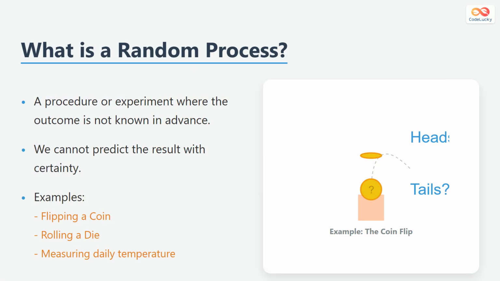Before we define the variable, we need to understand the process. A random process is simply an experiment where we don't know the outcome in advance. Think of flipping a coin. Once it leaves your thumb, the result, heads or tails, is uncertain until it lands. This uncertainty is the foundation of probability.